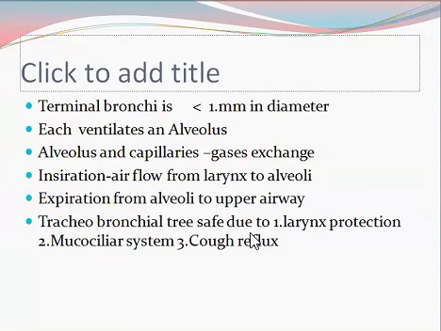The tracheobronchial tree is kept safe by three functions. One is laryngeal protection. Already we discussed this in the primary functions of the larynx, the three sphincter system. That is one protection taken care of for the tracheobronchial tree. The next ones are the mucociliary system and the cough reflex. These three mechanisms protect the tracheobronchial tree.